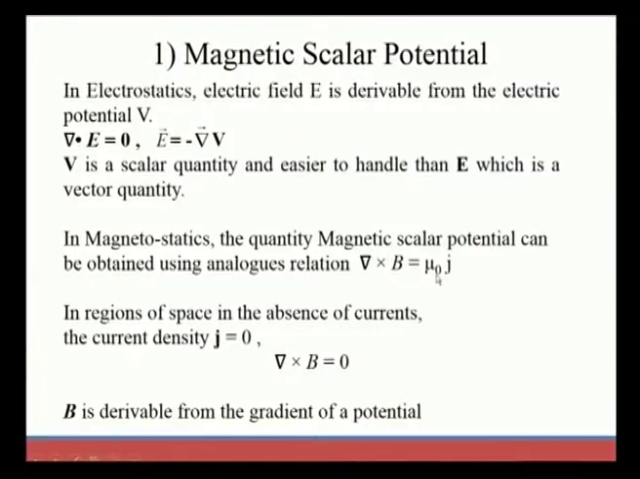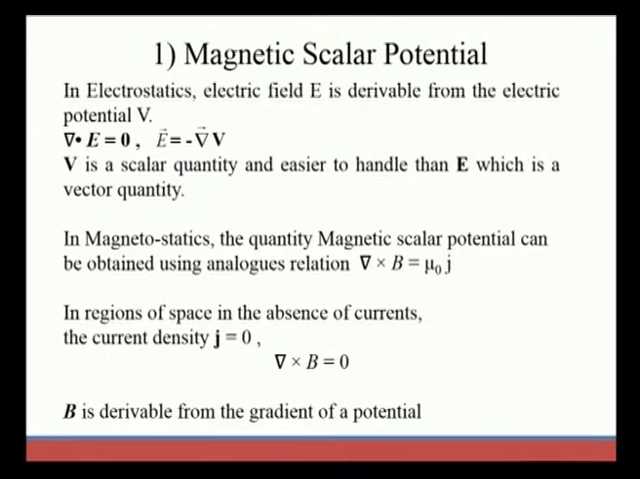So, in regions of space in the absence of currents, we know that if there is no current, the J term in the magnetic potential scalar representation will become 0. So this we can rewrite as del cross B is equal to 0. Now from this equation we can say that B is derivable from the gradient of a potential.